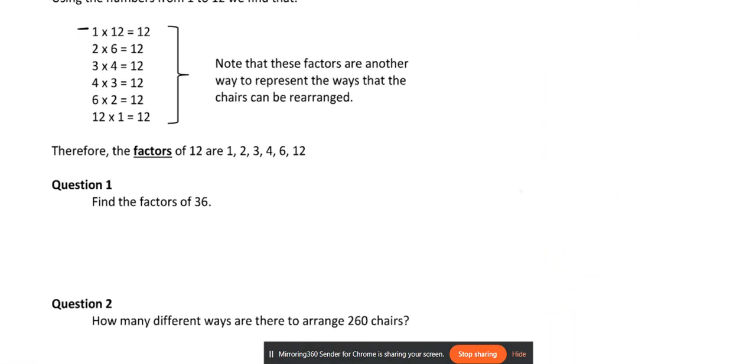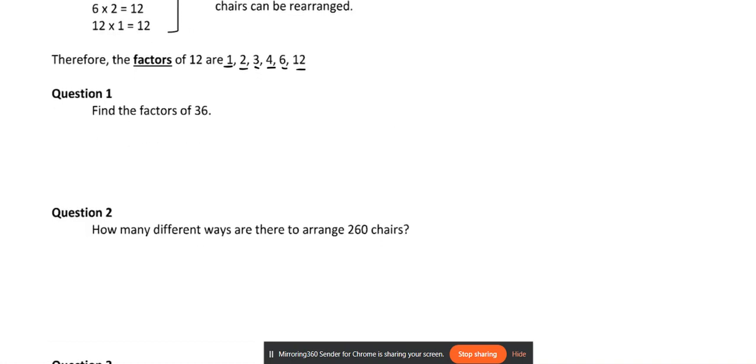So the factors of 12 are 1, 2, 3, 4, 6, and 12. Those are the numbers that you can multiply to get 12. So 7 is not a factor of 12. I can't multiply 7 by anything to get to 12. So that's the idea there.